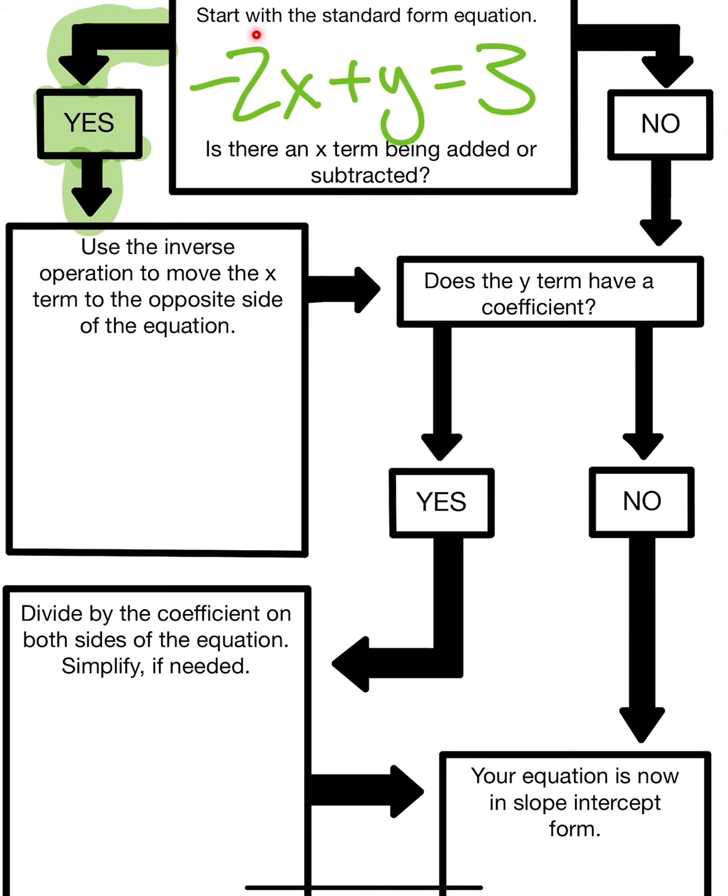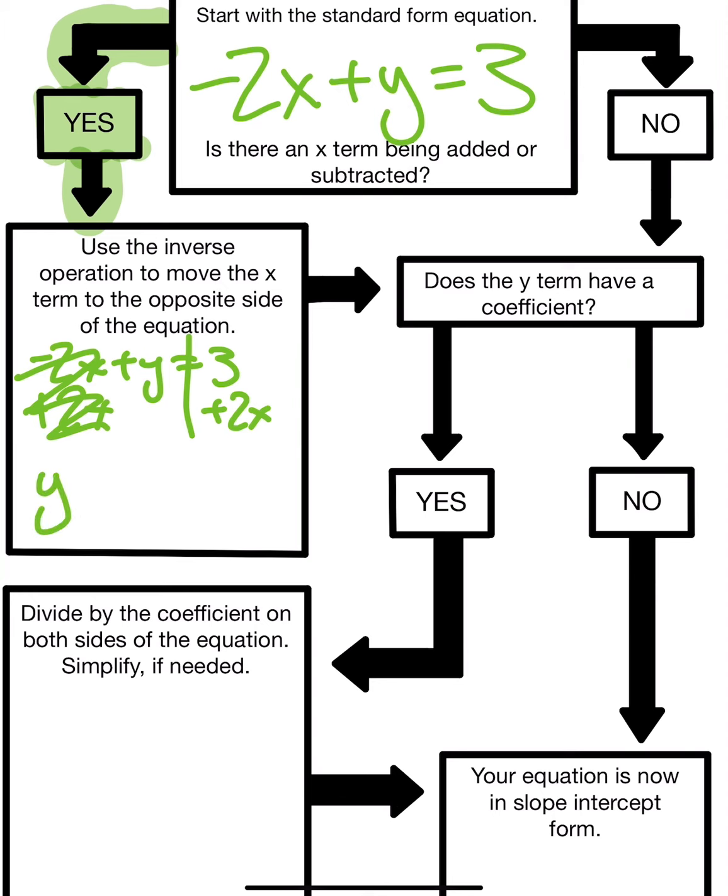We just want to move this negative 2x all the way to the other side of our equation. So let's rewrite it exactly the way it is and split it up. And let's do the opposite to move that over. We have negative 2x. The opposite of that is going to be plus 2x. We're going to add that to both sides. When we do that, these two are gone.